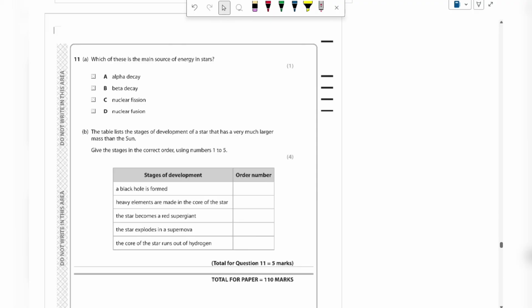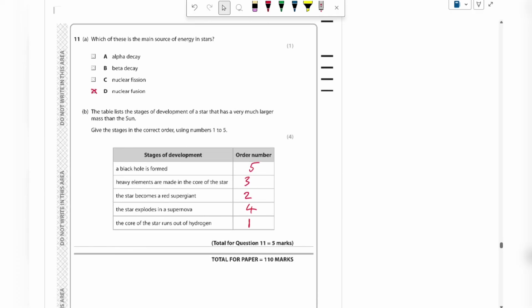Right, stars are where nuclear fusion happens. What have we got to do here? We've got to figure out what's going on. This looks like the end of life of a star. We're going to run out of hydrogen, and then turn into a red supergiant as we start to run out of fuel. This is where we're going to start to make some heavier stuff. Then eventually it's going to blow up in a big supernova and turn into a black hole. And that's the end of the paper.